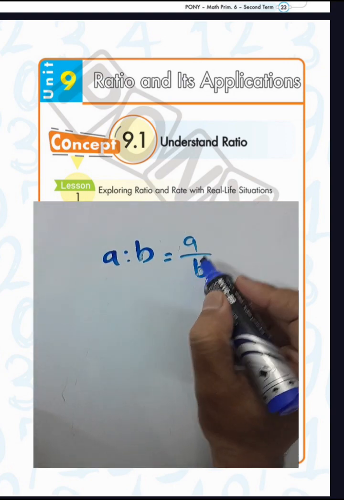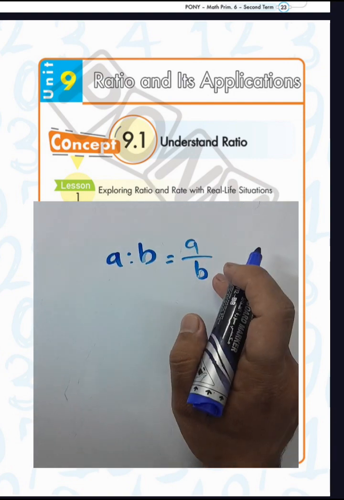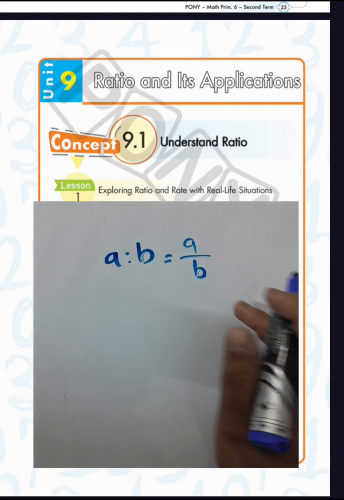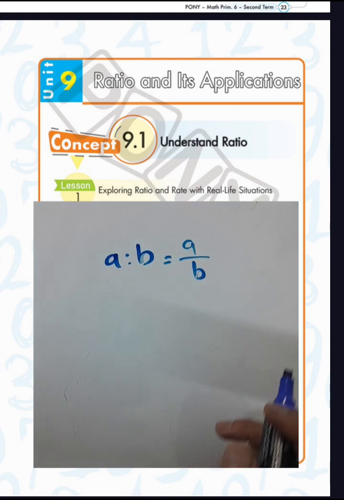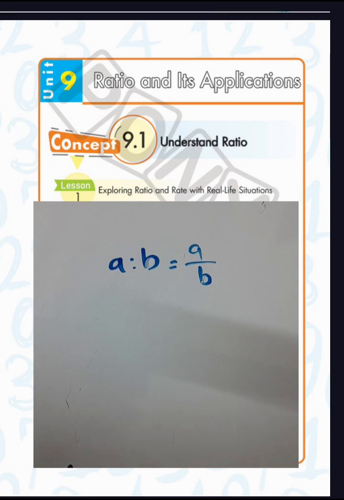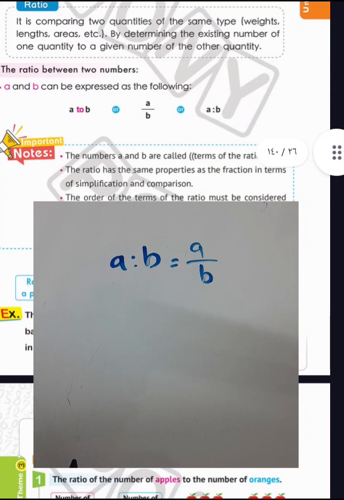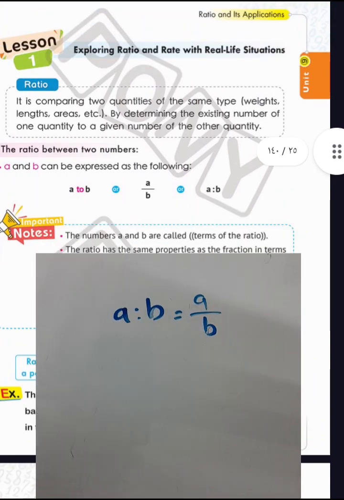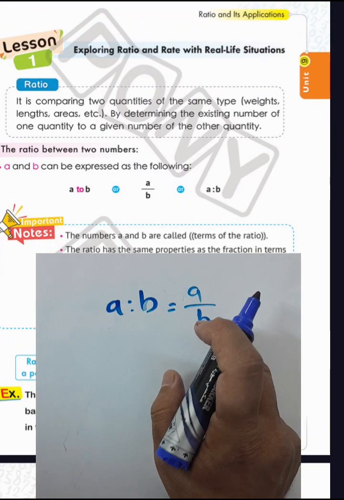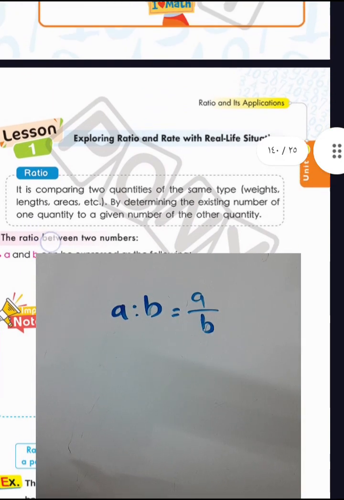A here we call the first term, or antecedent, and B the second term, or consequent. Since the ratio is between two numbers, it will be the first number over the second number. Look with me at this example. He explained here A to B, meaning A over B or A to B, and he gives us this definition here.